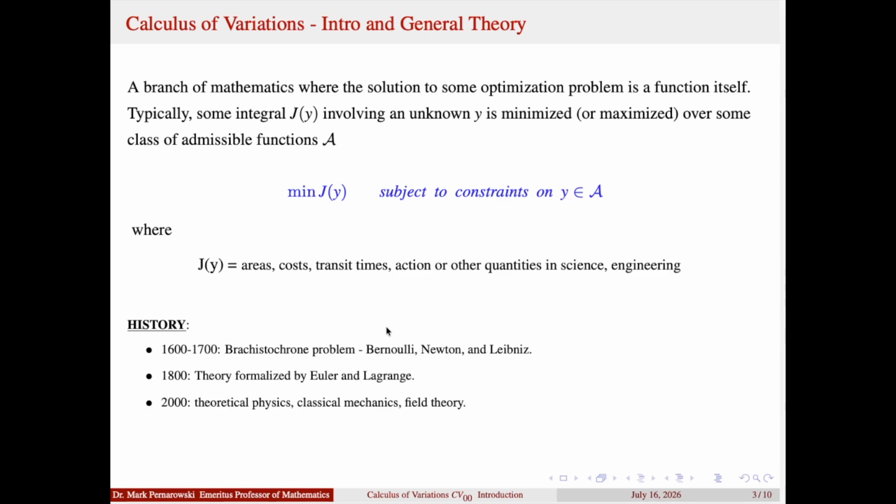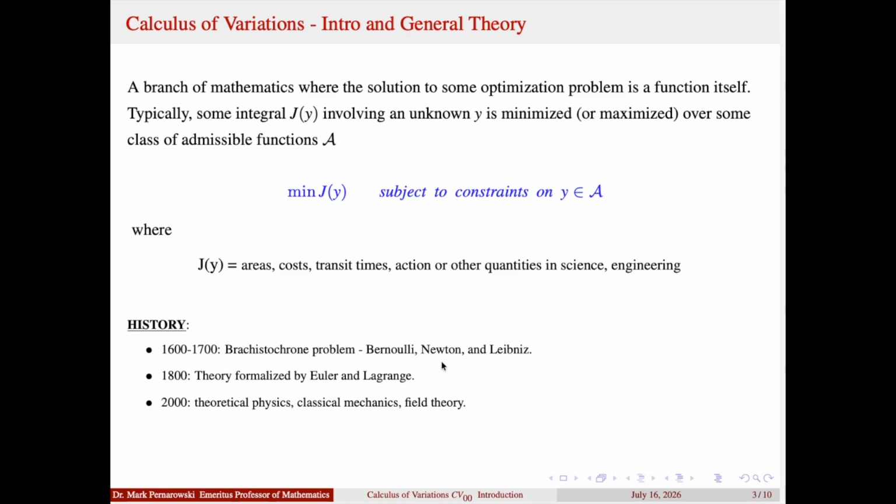The history started a long time ago, between the 1600s and 1700s, initially with something called the brachistochrone problem, which I will be presenting later. The key players were Bernoulli, Newton, and Leibniz. It was an interesting little problem. No one knew how to deal with it, but it was the thing that really started to seriously spawn the topic of minimizing J's, where J's are more general things.